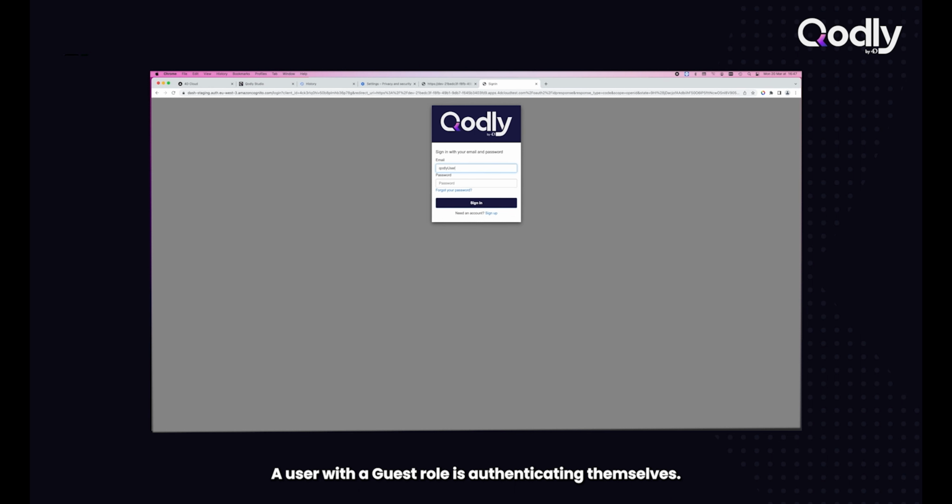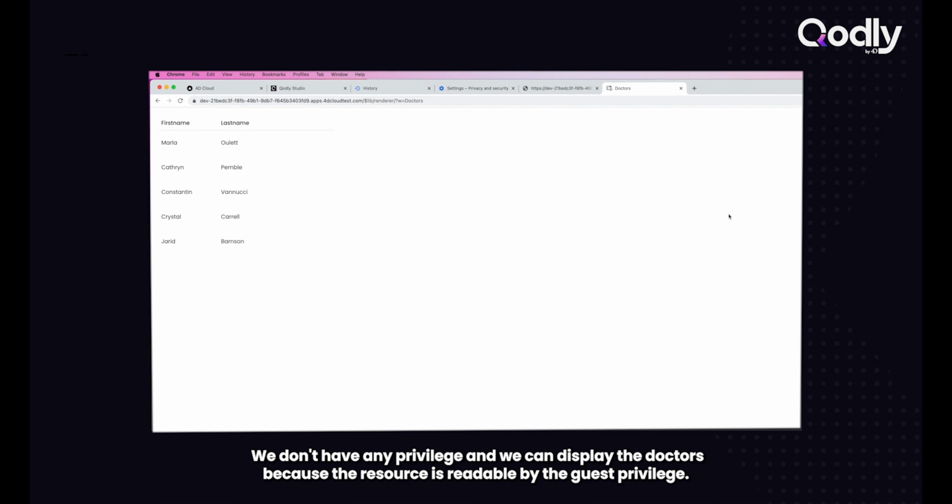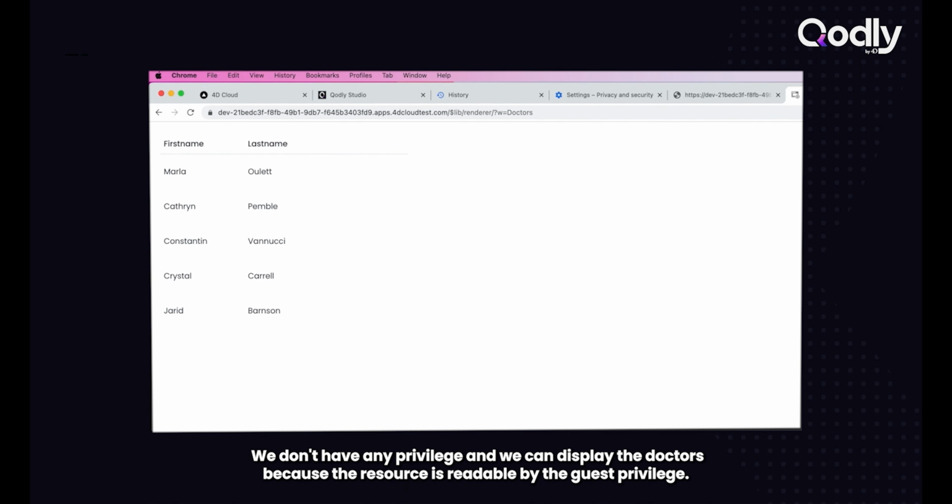A user with a guest role is authenticating themselves. We are authenticated as guest. We don't have any privilege, and we can display the doctors because the resource is readable by the guest privilege.